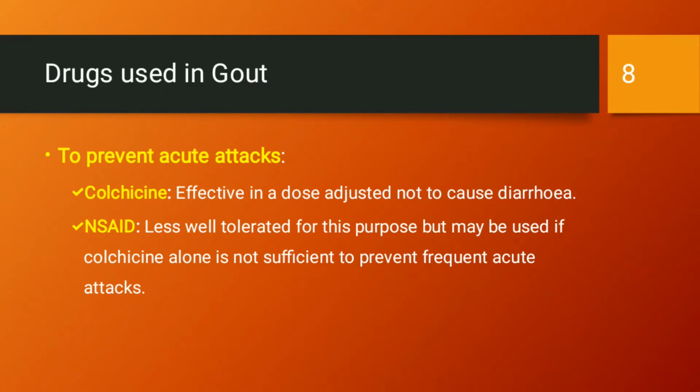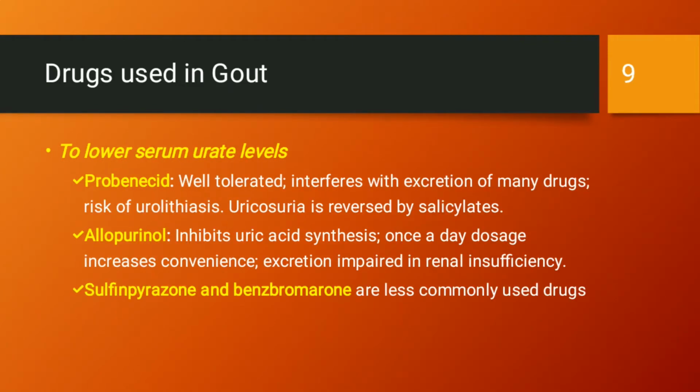So the primary line of therapy in treatment of the acute attacks is colchicine, and if colchicine is not sufficient to prevent the acute attack's signs and symptoms, then we have to add NSAID to the therapy. So NSAID becomes the secondary line of therapy. The third category of drugs are used to lower the serum urate levels.